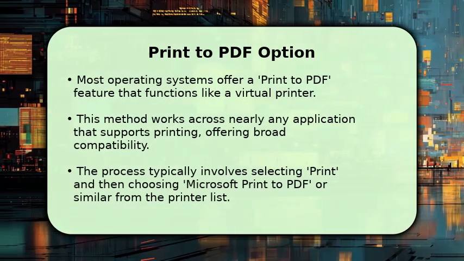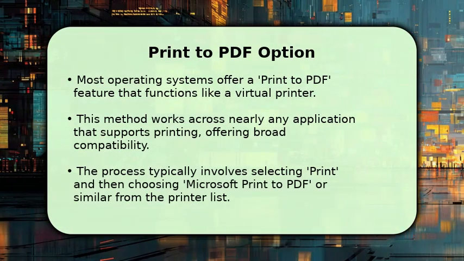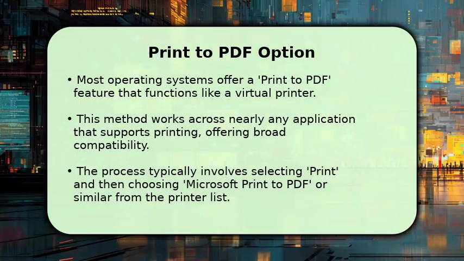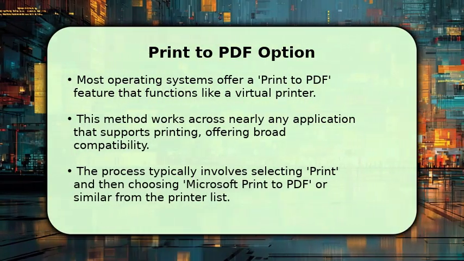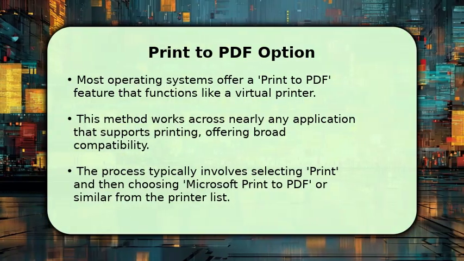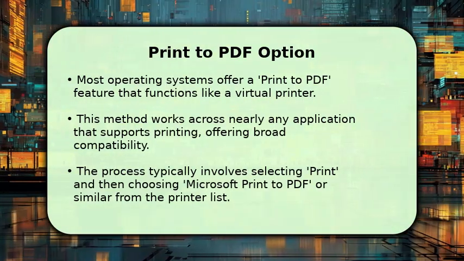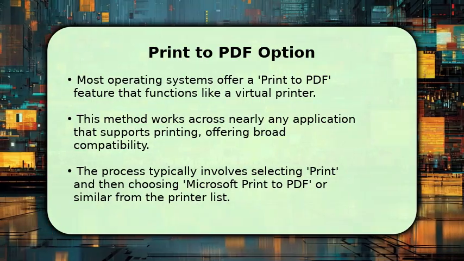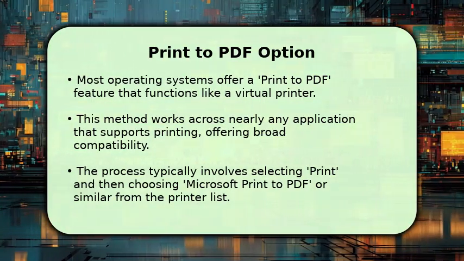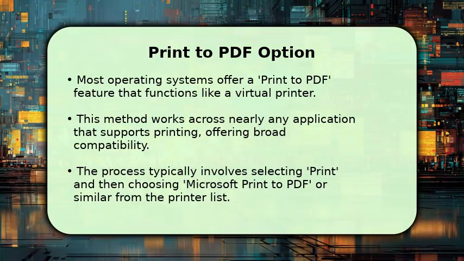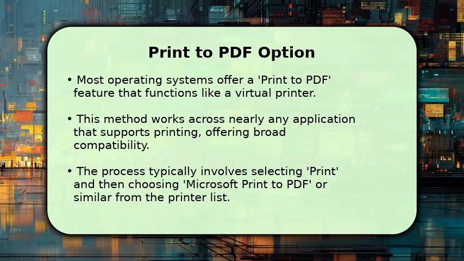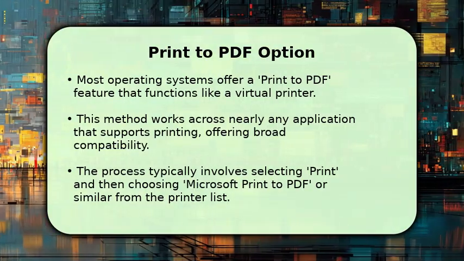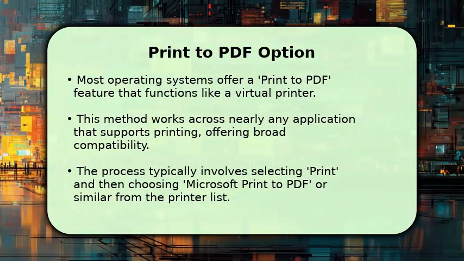Another incredibly versatile way to create a PDF is by using the Print to PDF function, which is available on most computers. This method treats the PDF creation process just like sending a document to a physical printer. To use it, open your document in any program, click on the File menu, and then select Print. From the list of available printers, choose the Microsoft Print to PDF option or its equivalent. Then click Print to save your file.